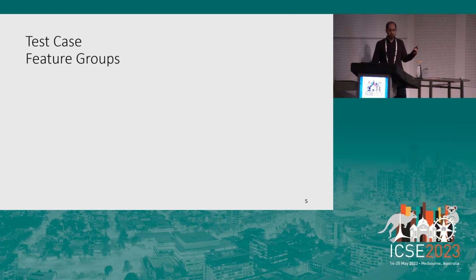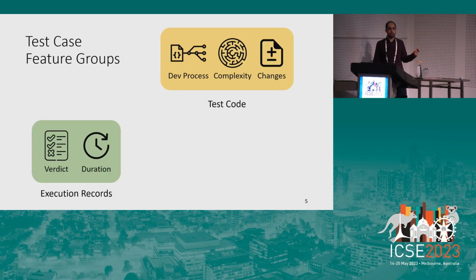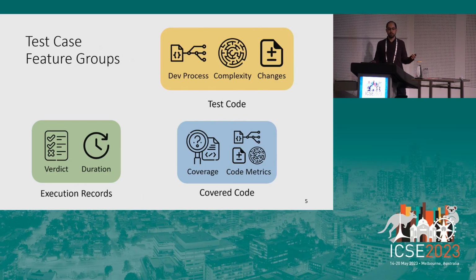The test case feature groups we study are 3 feature groups. The first is the test code itself, which includes the development process of the test code, the complexity of the test code, and also the changes made to the test code. The second feature group is about the execution records. It basically includes the verdict and the duration. And the third group is related to the covered code. It includes the coverage metrics and also the same code metrics that we used for the test code, but here for the covered code.